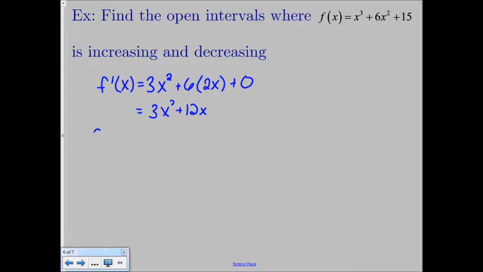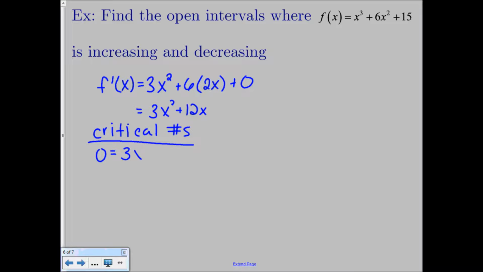So now we want to find our critical values, or our critical numbers. To do that, we have to look for if it's ever undefined. Since f prime is again a polynomial, we don't have to worry about it being undefined anywhere. So let's set it equal to 0 and solve for x.